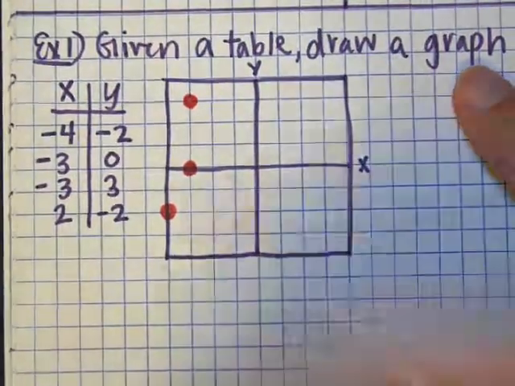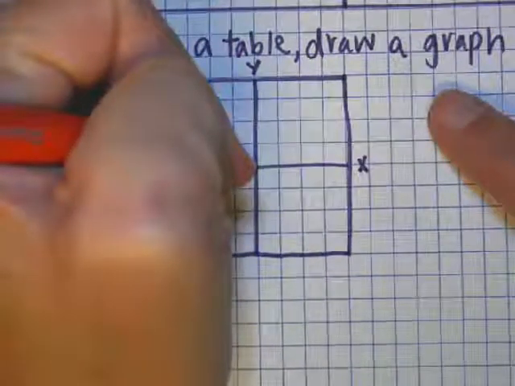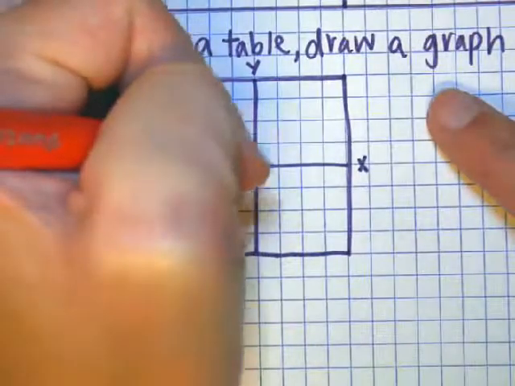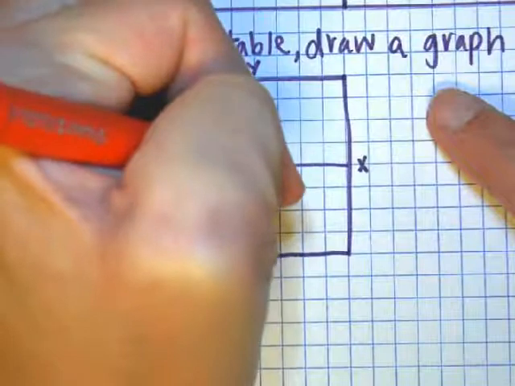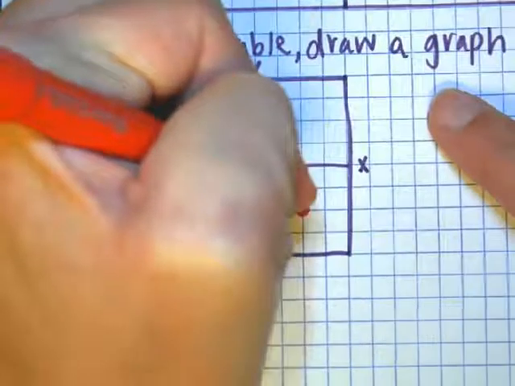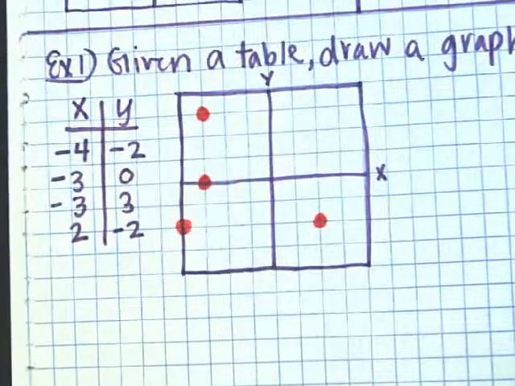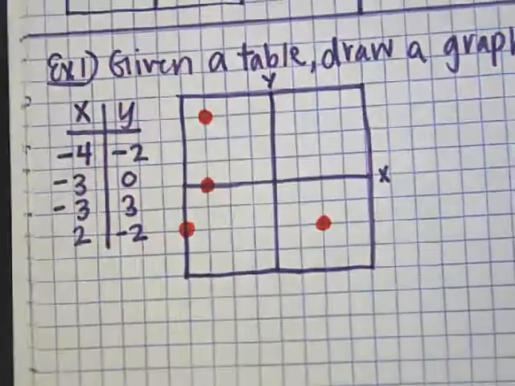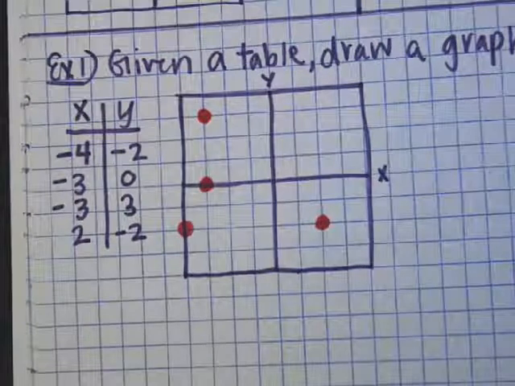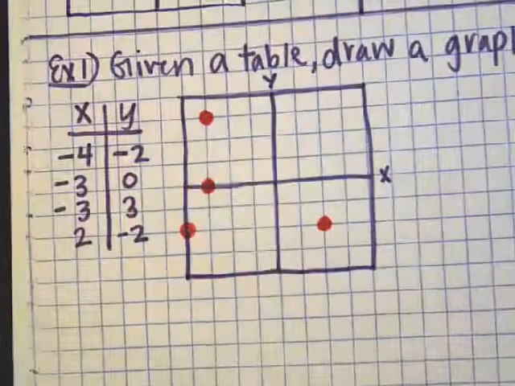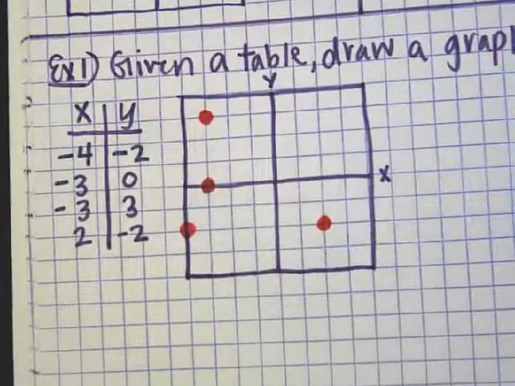The last ordered pair is 2, -2, so I'm going to start in the center. Now X is a positive number, so I'm going to move forward 2. Y is -2, so I'm going to go down 2. And there's my graph. We good?